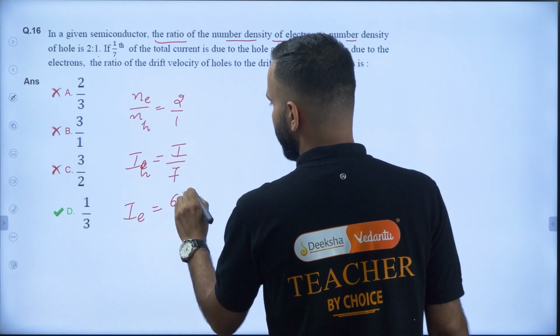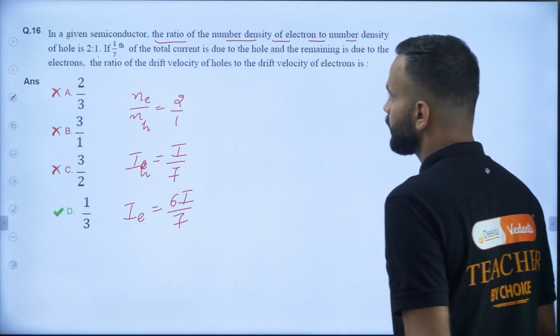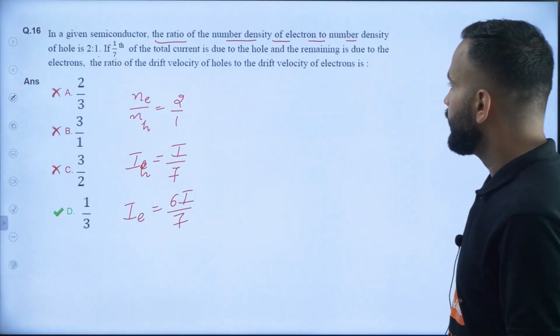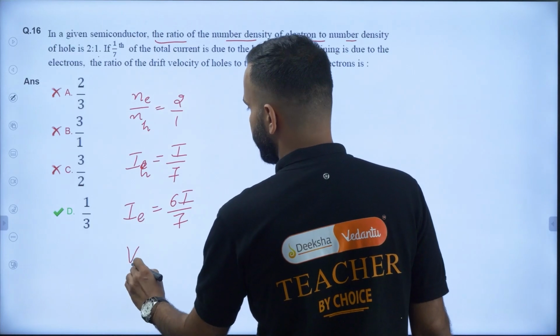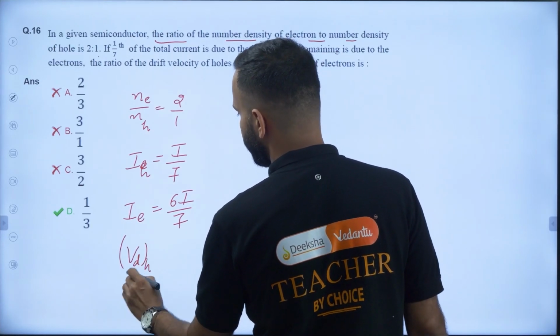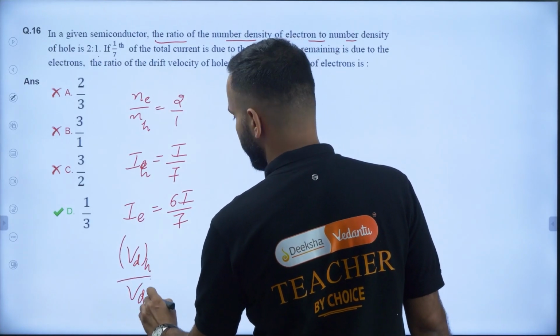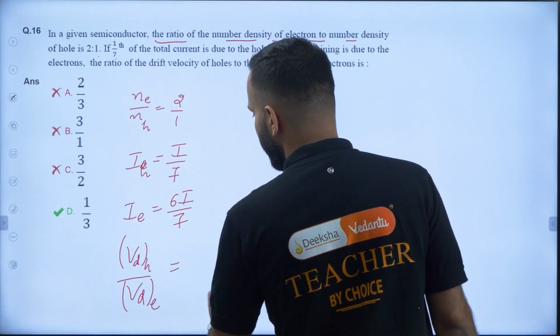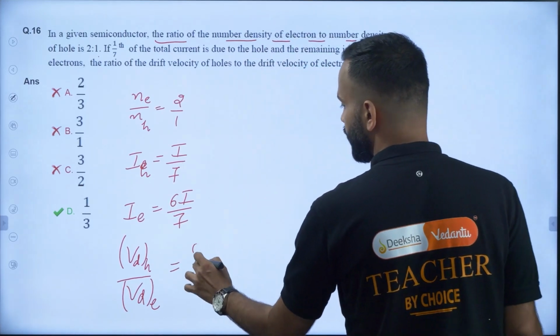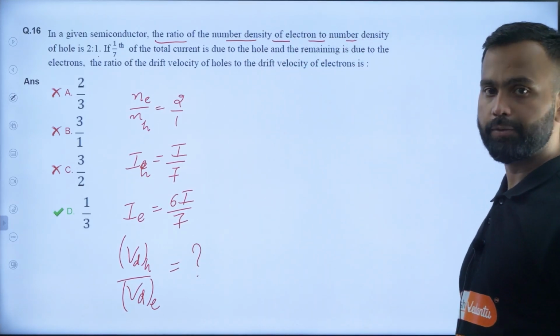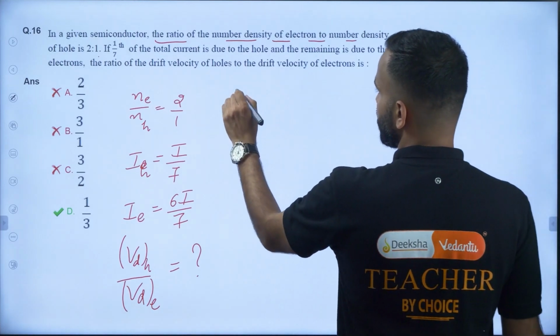So remaining will be 6I divided by 7, right? So we need to find the ratio of the drift velocity of the holes to the drift velocity of the electrons. Okay, so let us find. We know the relationship between current and drift velocity, right? So what is the formula?